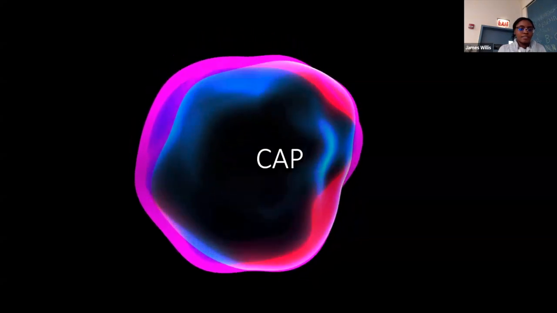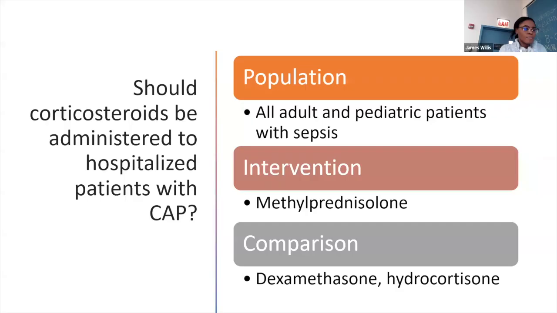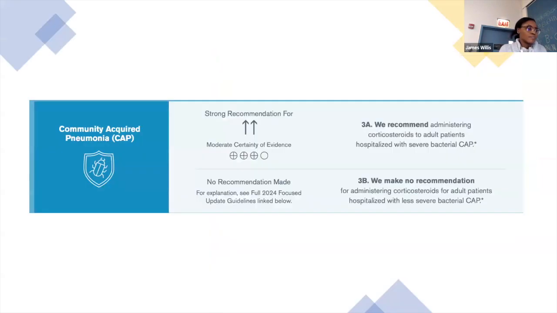They were comparing methylprednisolone to dexamethasone and hydrocortisone. And they also were looking at whether or not this would be helpful for regular community-acquired pneumonia versus severe community-acquired pneumonia. And as far as this was concerned, they recommended corticosteroids to adult patients that are hospitalized with severe bacterial community-acquired pneumonia.